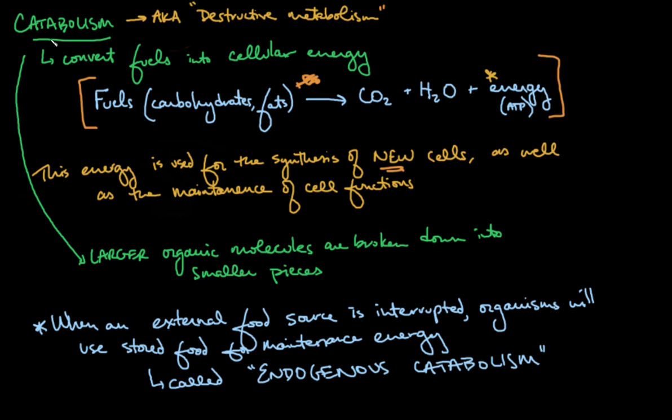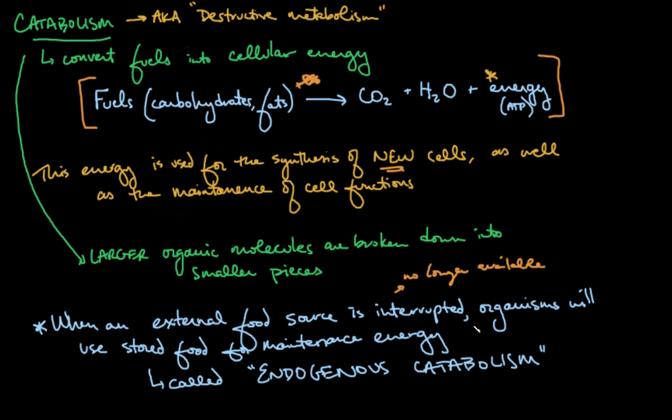But what happens again in catabolism, if we take these fuels, we're breaking them down into these smaller components. This is basically taking these large molecules and breaking them down into smaller pieces. That's what hydrolysis is. When an external food source, though, is interrupted, which means like that food is maybe no longer available, right? Or there's less of it available.